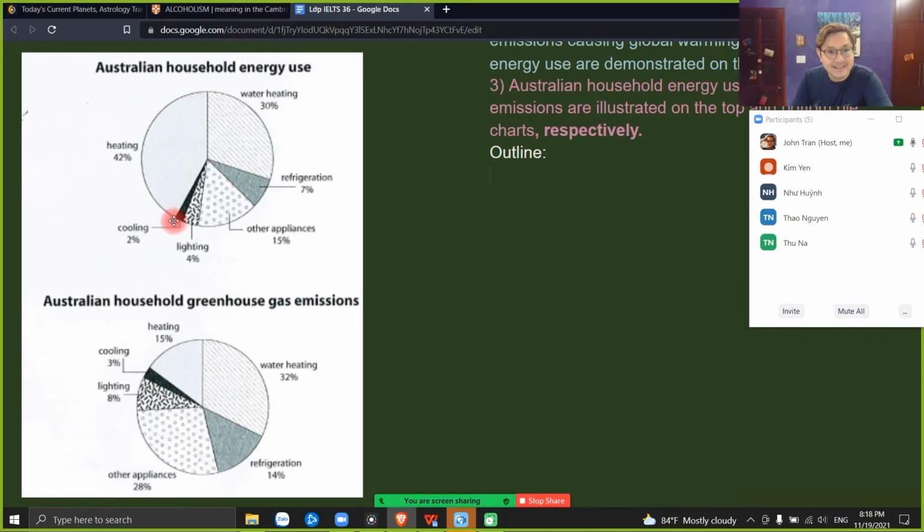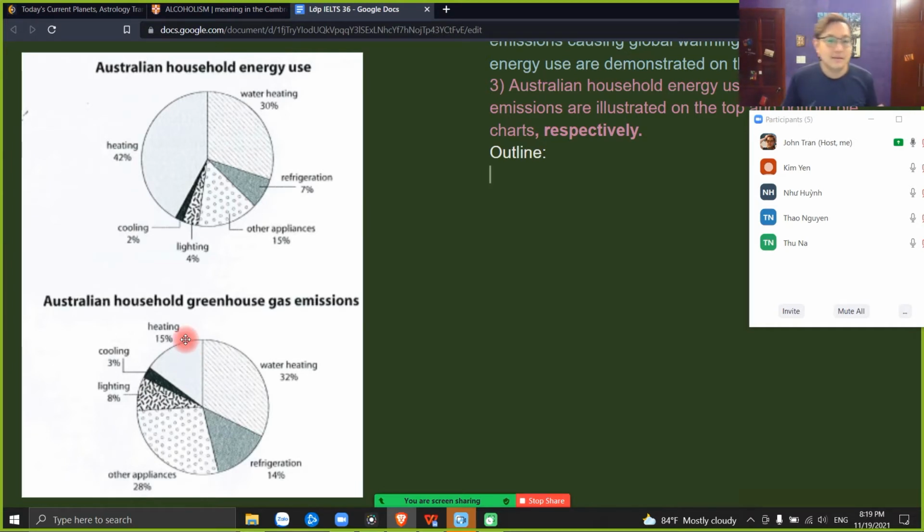even though heating consumes the majority of energy, however, the greenhouse gas emission from it is rather small. Mình hay nói là mặc dù cái heating nó tốn rất nhiều năng lượng, nhưng mà cái sự xả thải khí của nó là tương đối nhỏ. You can say that, yes.